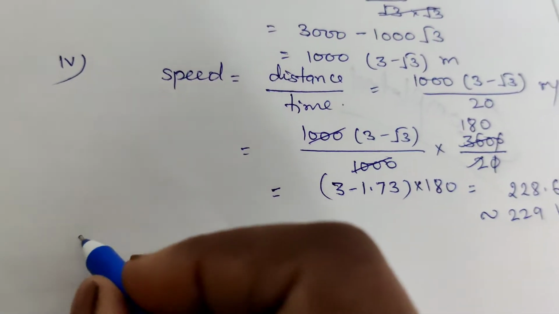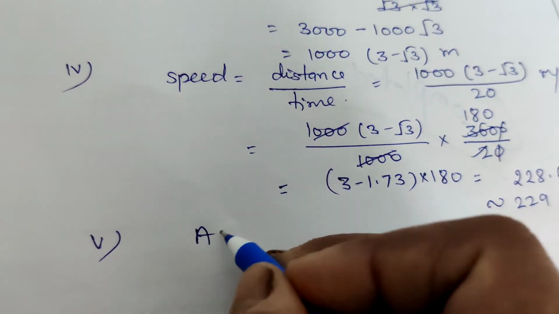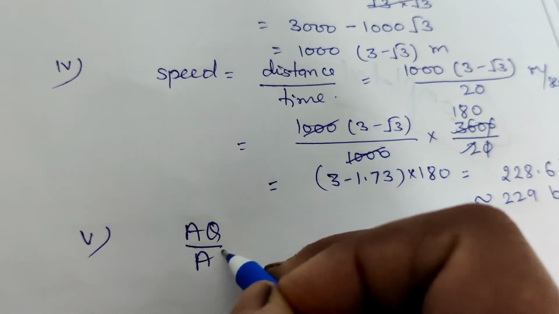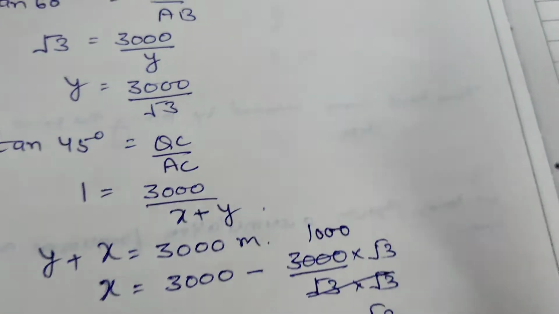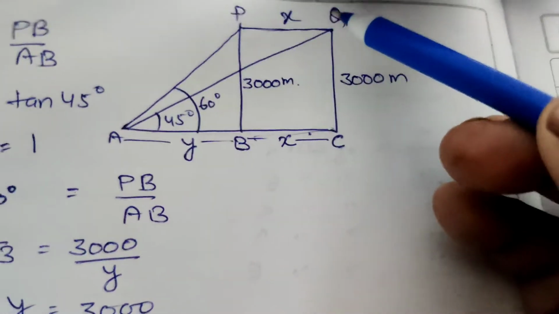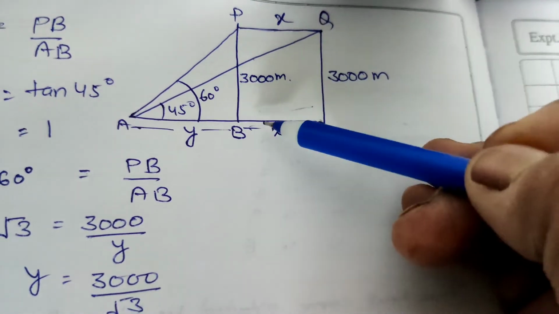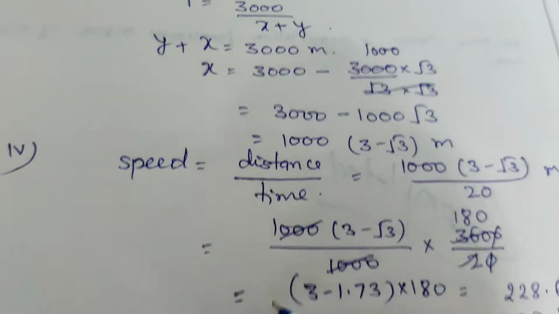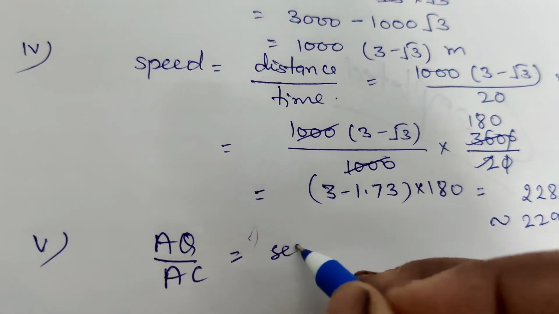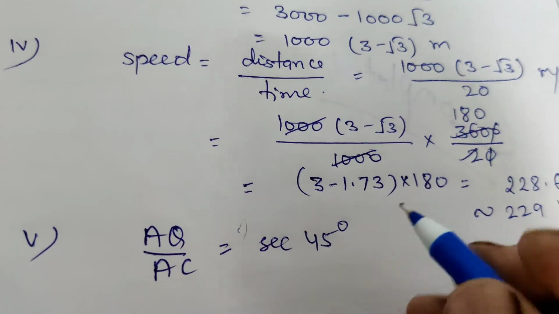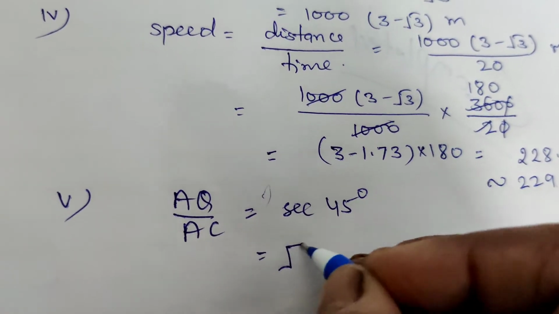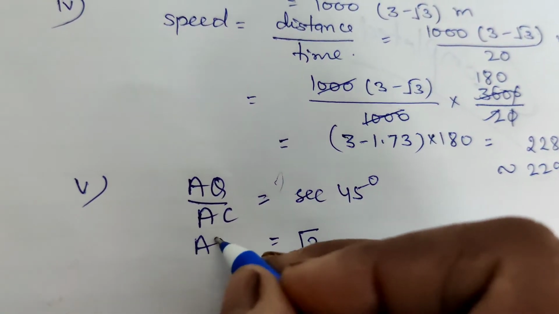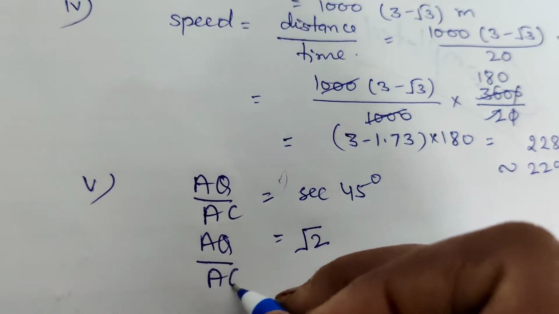And the last is to find the value of AQ upon AC. Hypotenuse by base, AQ upon AC, is equal to sec 45 degrees. Sec 45 degrees equals root 2. The ratio of AQ upon AC is root 2.